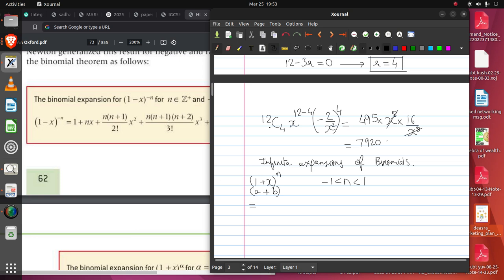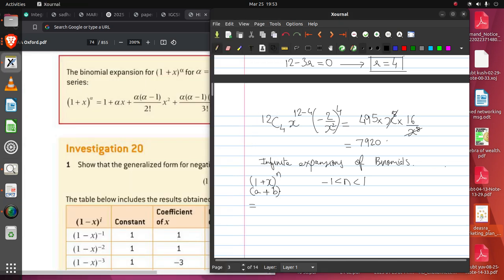So if you have something like this, where I have 1 plus x, and I have a power like this which is between these two, the formula goes like 1 plus nx, plus n into n minus 1 upon 2 factorial x square, plus n into n minus 1 into n minus 2 upon 3 factorial x cube, and so on. It basically never ends. That's the idea.